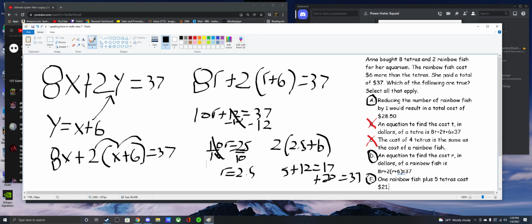So A and E, safe answers. D, I would say it works, but you'd have to do a little bit of arguing if the person disagrees.